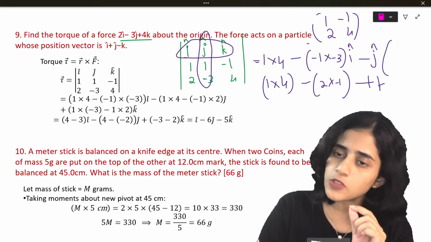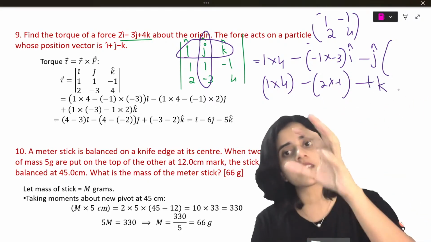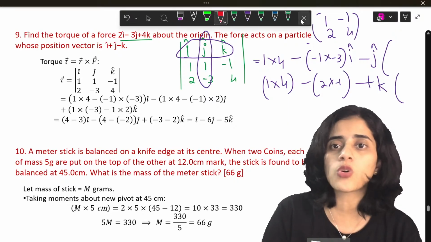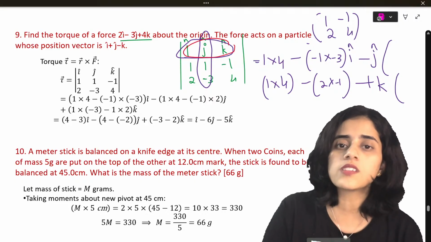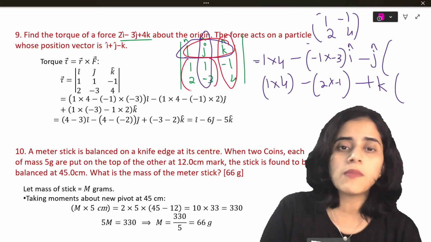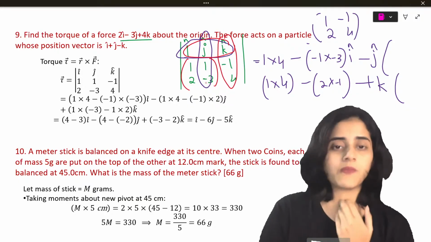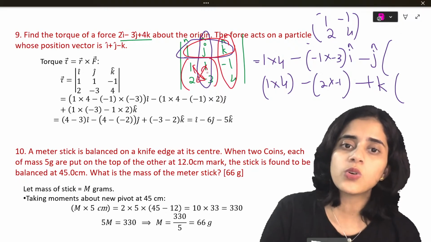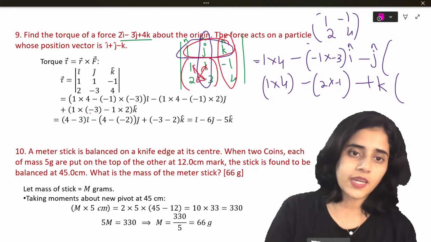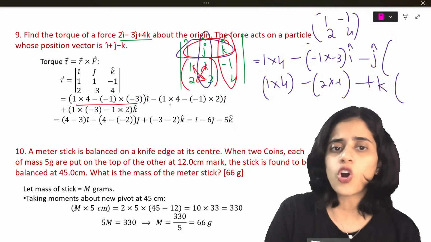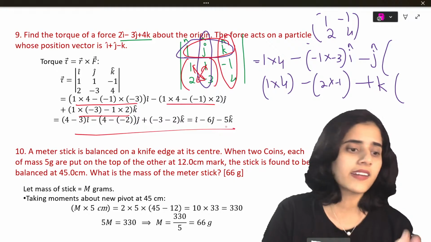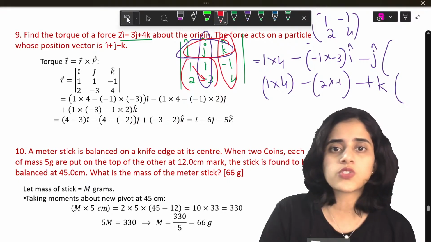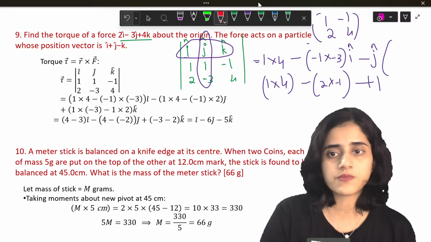Next, k cap is always plus. So i cap minus j cap plus k cap. For k cap, which row and column should I take? I should ignore the row and column which has k. So I'll ignore this and this. So this will be my matrix: 1, 1, 2, minus 3. So it will be 1 into minus 3 minus 1 into 2 into k cap. And then I will just solve the brackets and directly get the answers. I just wanted to write the first two, three so you understand.